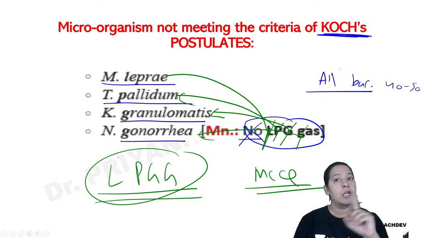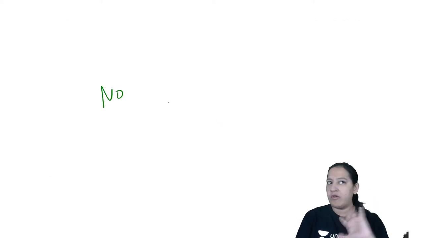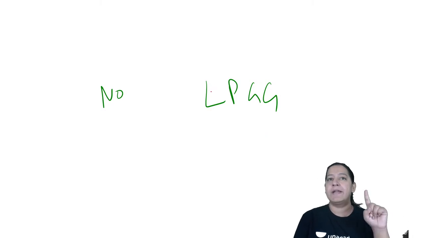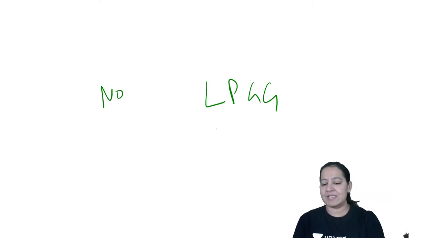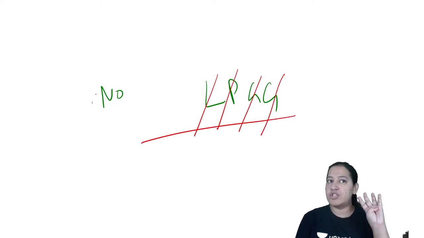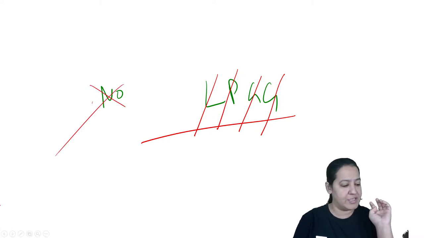Give me a thumbs up. No LPG gas. The mnemonic is no. No means do not follow. They do not follow Koch postulates. LPG gas, so say the full form. What are the four bacteria? LPG gas ka full form kya hai? It is lepra, pallidum, granulomatis and gonorrhea. So these are the four bacteria which do not follow Koch postulates. Give me a thumbs up.